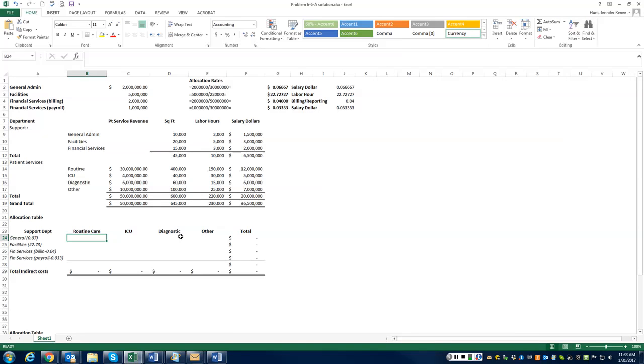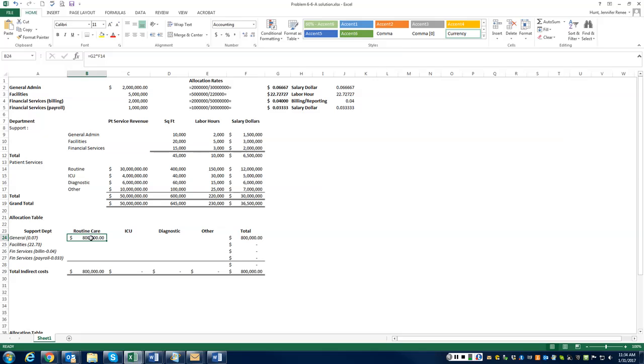So we're just going to do salary dollars, and you can do equals. You can type the numbers in, but I like to just click on the cell. It makes it a little bit easier. So I'm going to go up and grab my allocation rate. I'm going to multiply that by the amount showing in the salary dollars, which is a little over 12 million. I'm going to get 800,000.